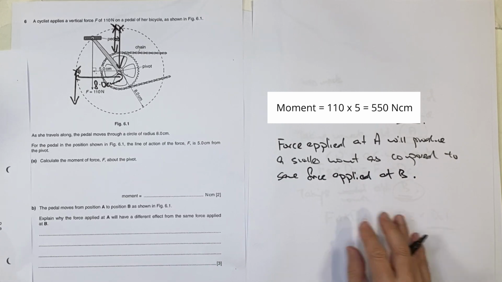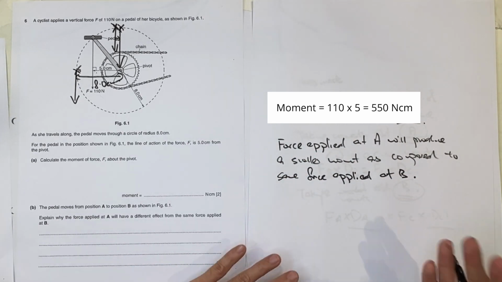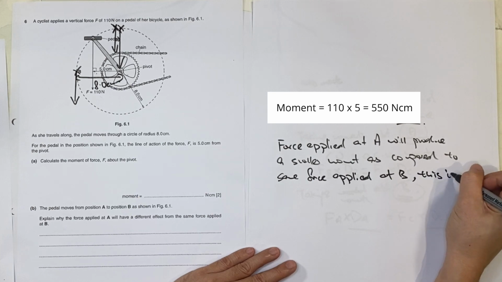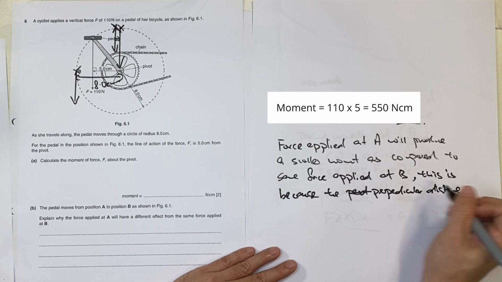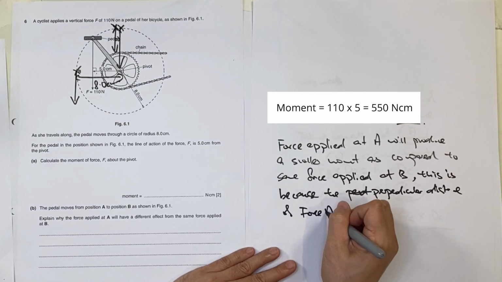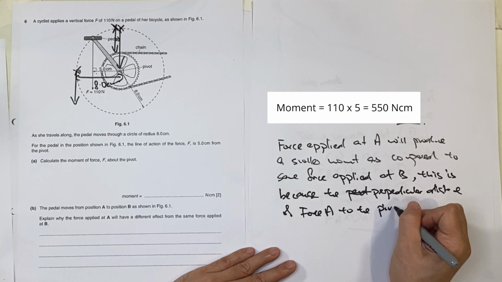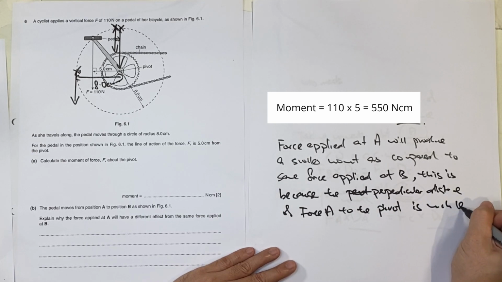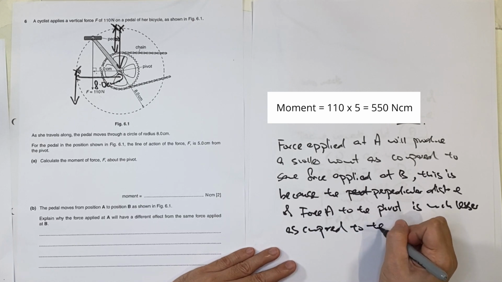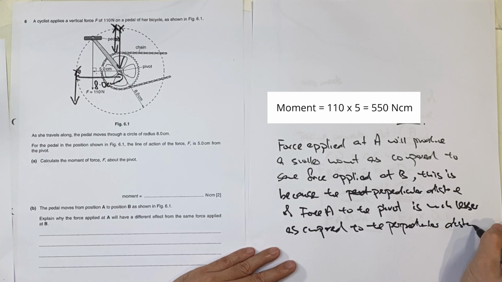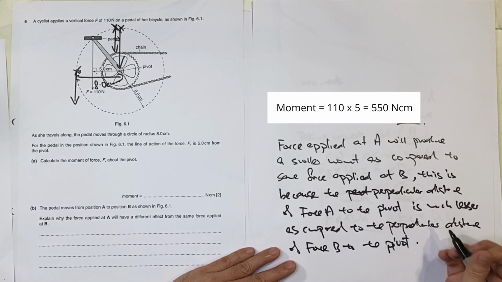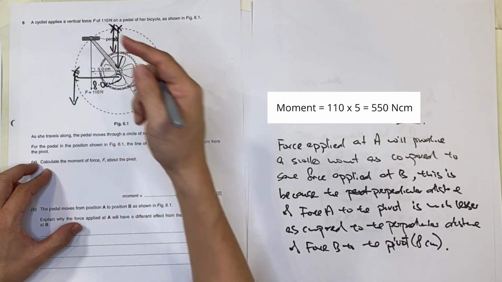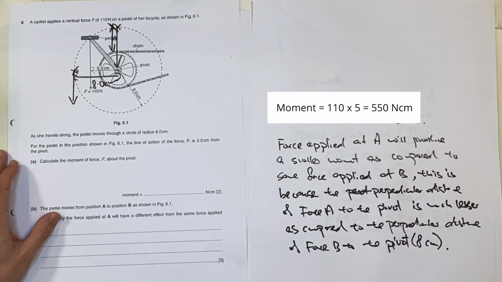So this is in a sense the conclusion, but it's 3 marks, so I need to write a little bit more. This is because the perpendicular distance of force A to the pivot is much less compared to the perpendicular distance of force B to the pivot, which is actually 8 cm. So the effect over here is different because the distance is different, while the force is the same. So this is how you tackle this question.